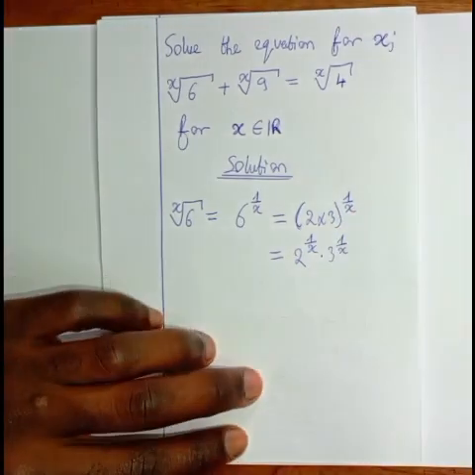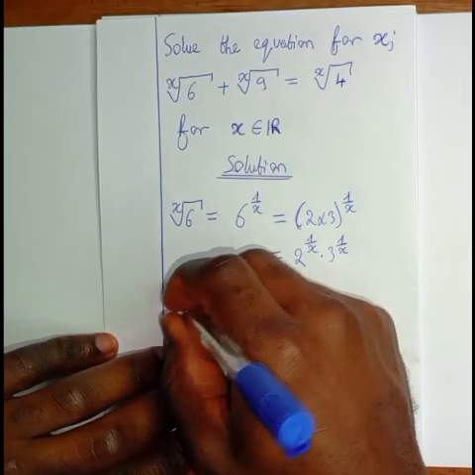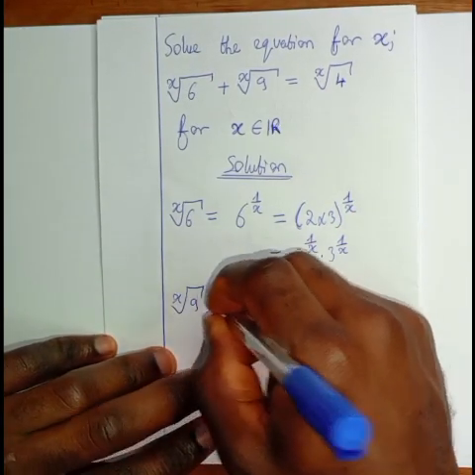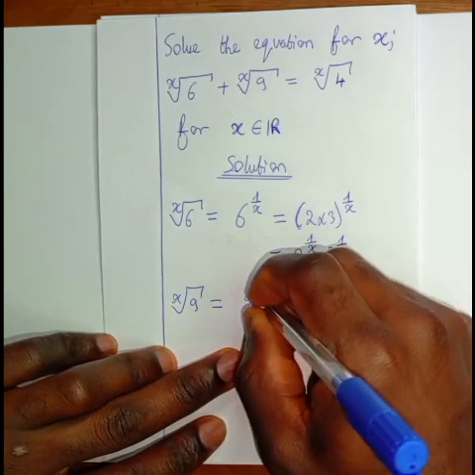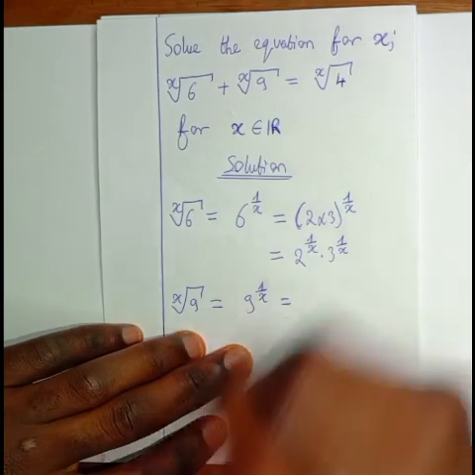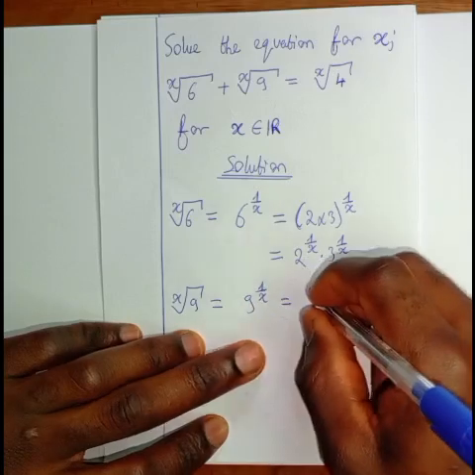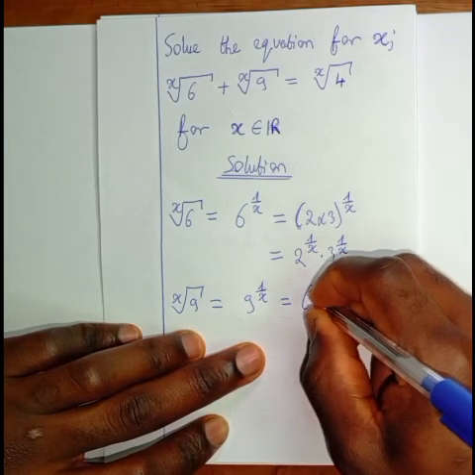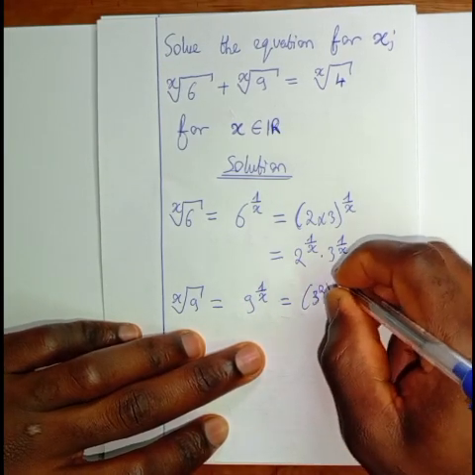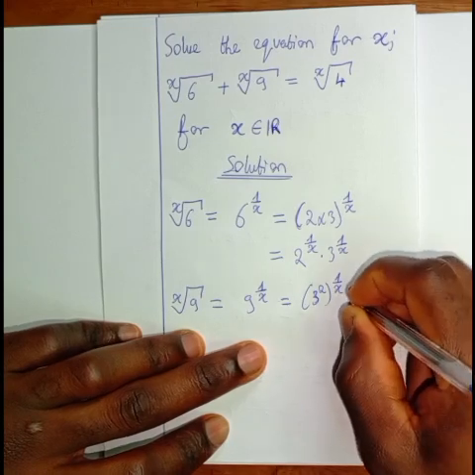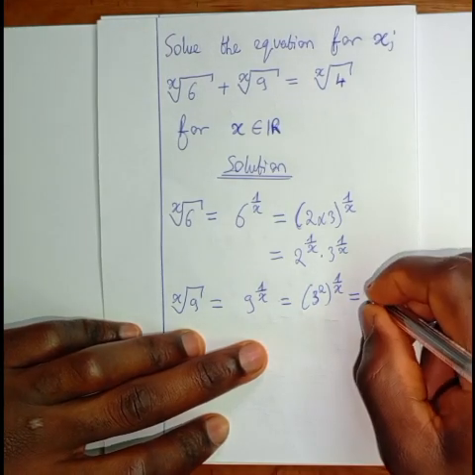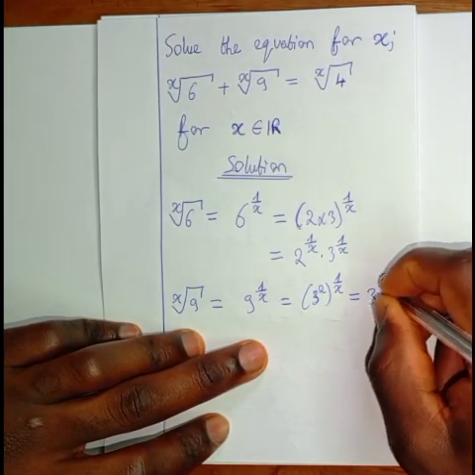Next, the x-th root of 9 is simply equal to 9 raised to the power 1 over x. We know 9 in index form is the same as 3 squared. So this will give us 3 squared raised to the power 1 over x, which is simply equal to 3 raised to the power 2 over x.